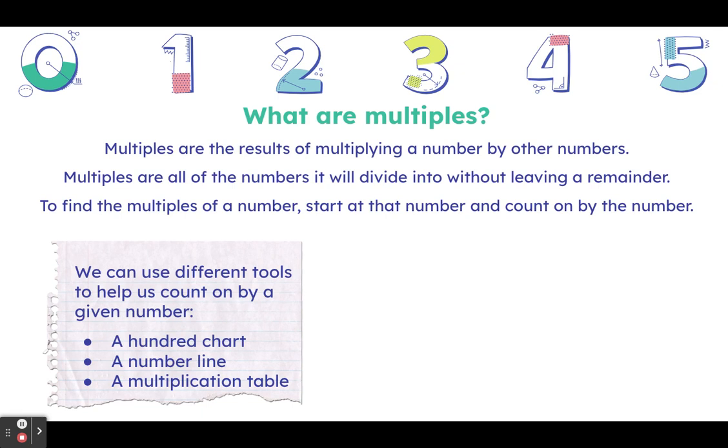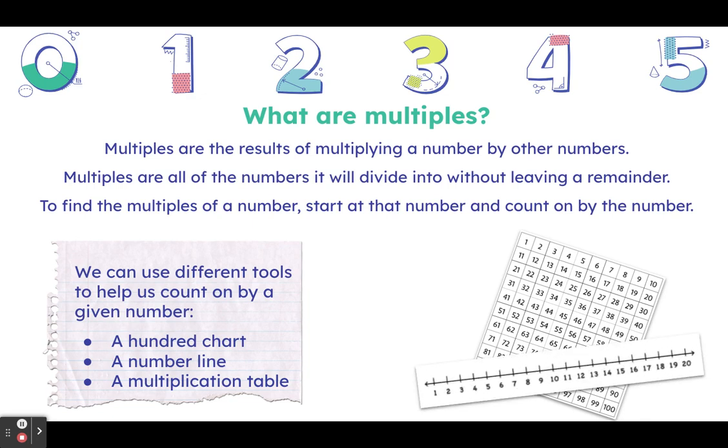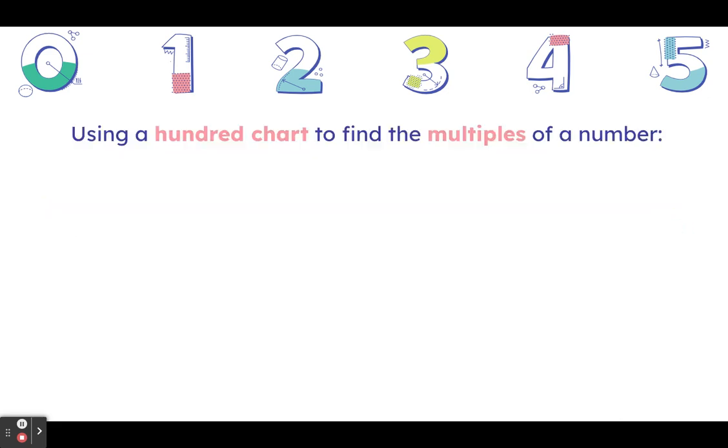Now, we have a couple of different tools that we can use to help us count on by a given number. And those are a hundreds chart, a number line, and a multiplication table, or as it is also sometimes known, a times table. So let's take a look at each of these tools one by one.